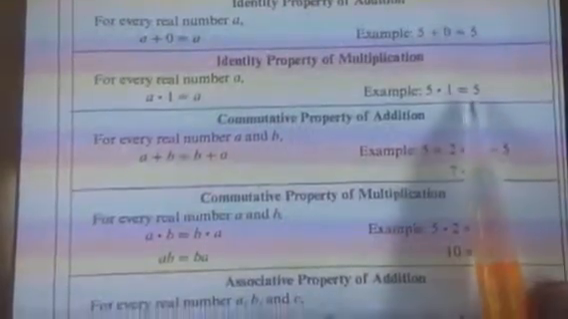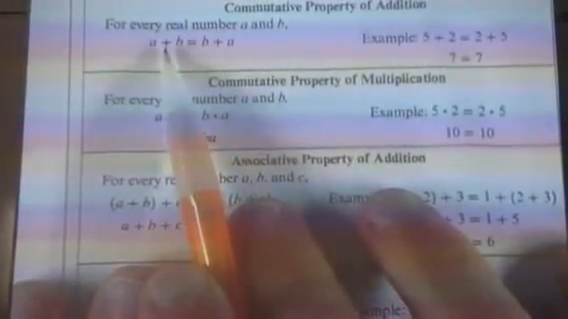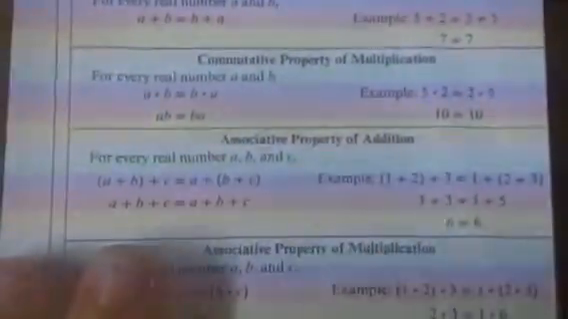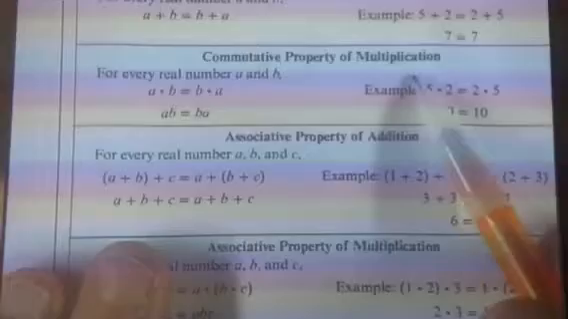Same thing with the identity property of multiplication, only it is when you are multiplying by the number 1. Any number that you multiply by 1 gives you the number that you started with. The commutative property says that you can switch the order of your addends, and that is not going to change your sum. So that means something like this: 5 plus 2 is the same thing as 2 plus 5. You can switch the order, that does not change the answer. So there's a commutative property of addition and a commutative property of multiplication. They work the same way.